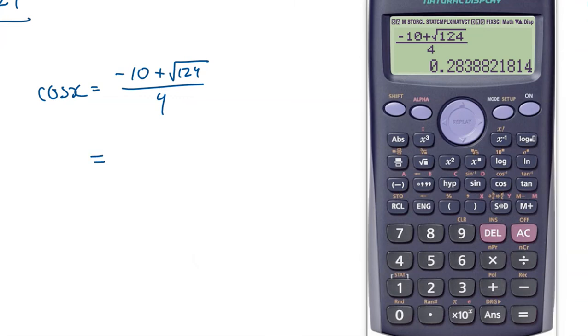This one works out to 0.28. So it's positive, and it is within the range, so it's going to have solutions, but it's positive, so we don't have to worry too much about that. Folks, if it was negative, this is a little bit tricky.